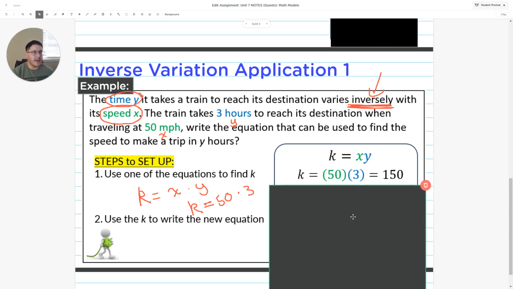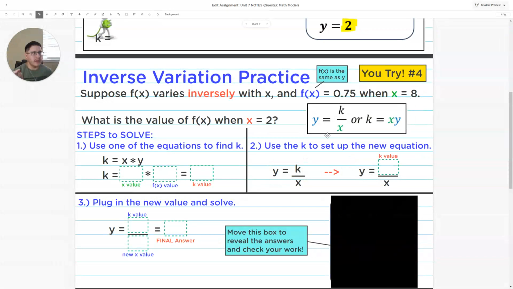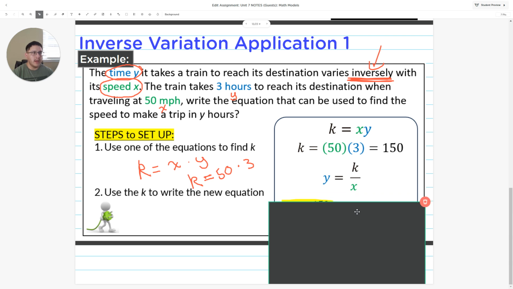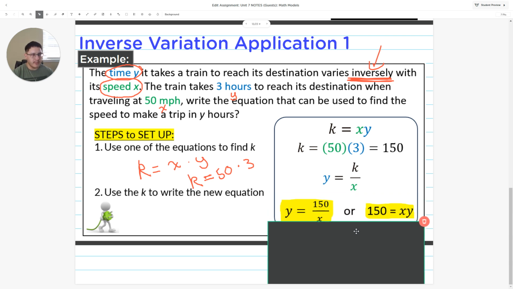Now that we have the k value, the next part of the question is to write the equation that represents this. So the equation is y equals k divided by x. What is k? K is 150. Therefore, the final answer is 150 divided by x.